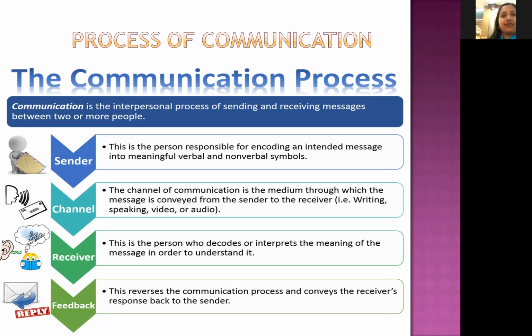He is the person who is responsible for encoding or sending the intended message into meaningful verbal and non-verbal symbols. Channel. The channel of communication is the medium through which the message is conveyed from sender to receiver: writing, speaking, video, or audio. There can be any mode of channel. Receiver. He is the person who decodes or interprets the meaning of the message in order to understand. And at last, feedback reverses the communication process and conveys the receiver's response back to the sender.